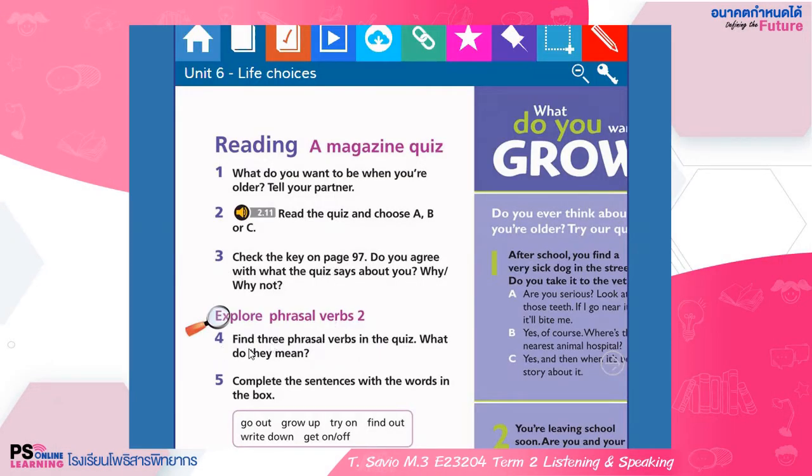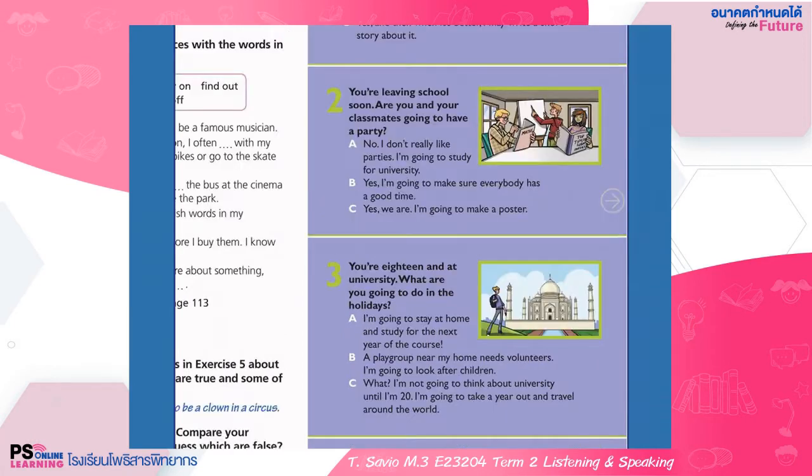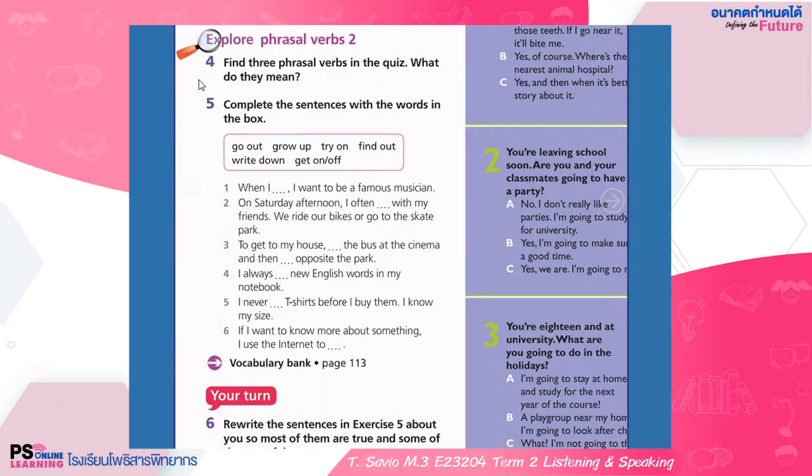Explore phrasal verbs. Find 3 phrasal verbs in the quiz. What do they mean? If we look at the quiz, the title will give us an idea of a phrasal verb. Grow up is one of them. Find out is another. Look after is the third one. So these are types of phrasal verbs. You will understand more about phrasal verbs when we do exercise 5.